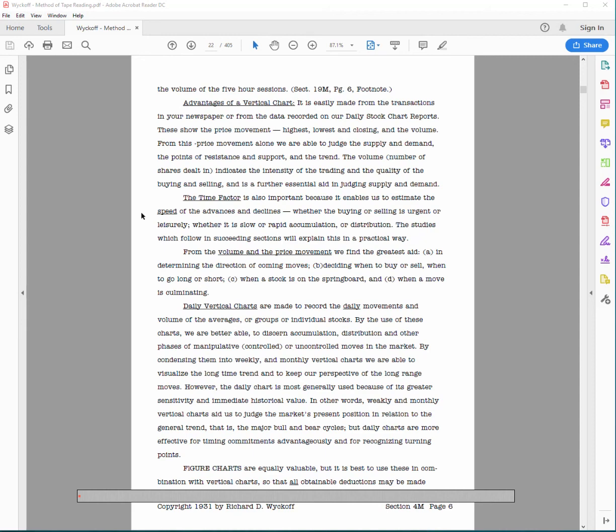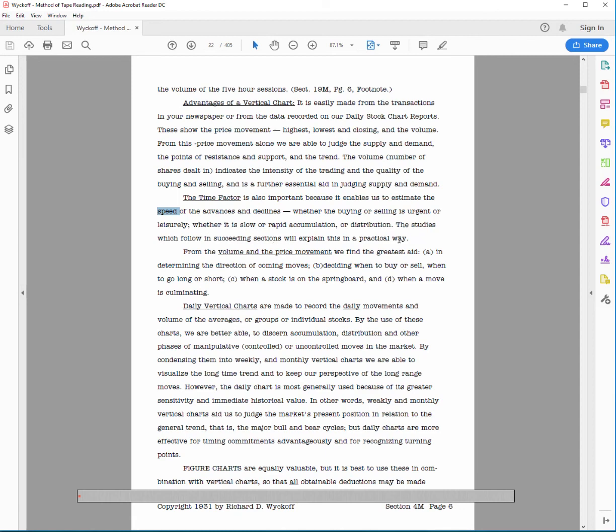The speed is, if you have, for example, a market that's accelerating, it has a lot of speed. So that if you draw a trend line, it would be very acute. It would be going up at a sharp angle. So that's the way you measure speed.